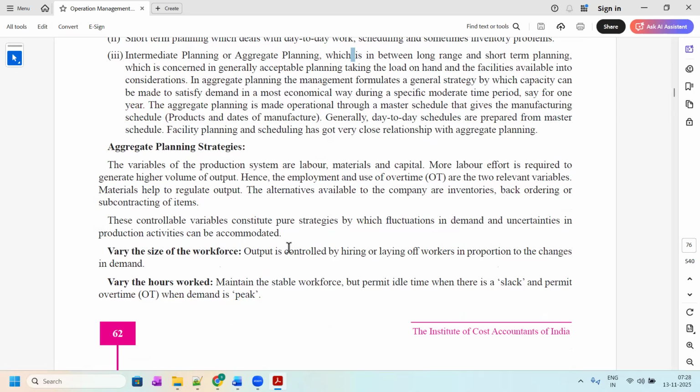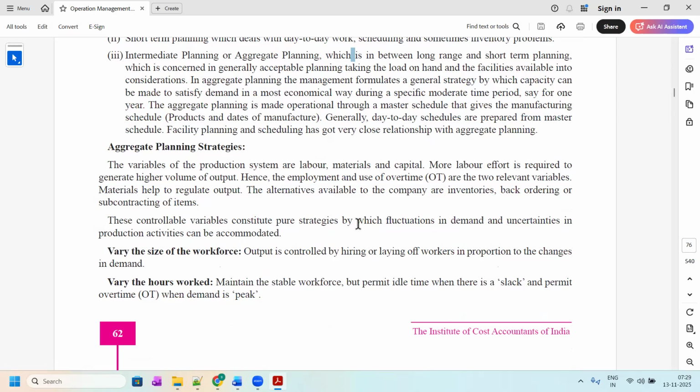But if overproduction is required, then you have the facility of subcontracting, meaning bringing in labor on a contract basis, which can be employed to meet the required demand. So when we are talking about strategies, the two strategies for aggregate planning are: first, changing the size of the workforce, and next, changing the working hours. Definitely, if demand increases, then more workers can be employed.